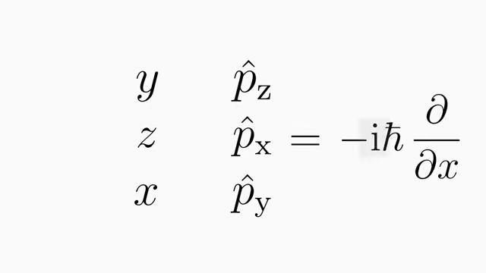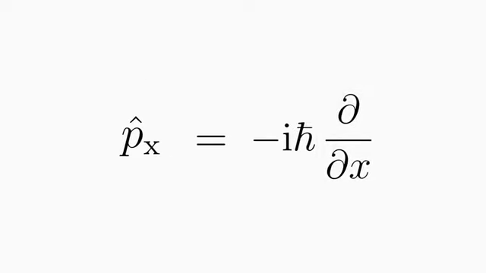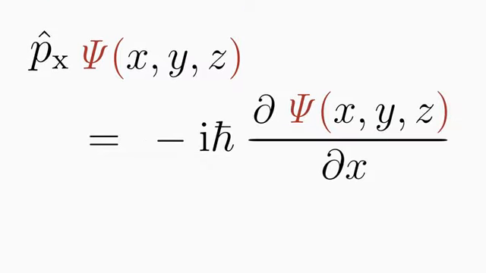Here i is the imaginary unit, h bar is the reduced Planck's constant, and del x is the derivative operator which, when applied to a function, yields the derivative of that function with respect to x. Therefore, such an operator takes effect only when applied to a position-dependent function, for example on psi of x, y, z. The result is the derivative of this function multiplied by minus i h bar.